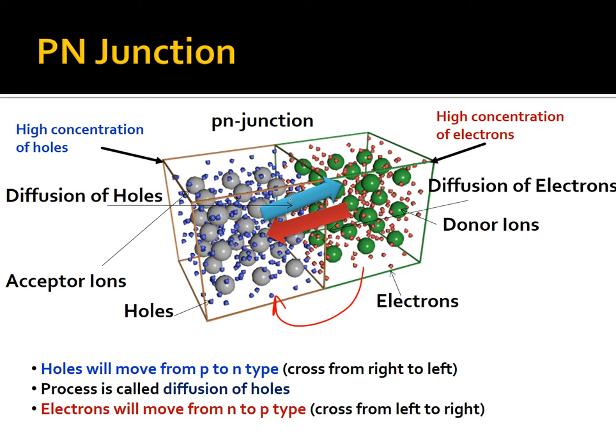This is what we call diffusion of holes and diffusion of electrons. Now what will happen? These holes are moving towards this side, these electrons are moving towards this side. Because of this, there will be a flow of current, because positive and negative charges are moving. This current is basically called diffusion current. Now, what is actually happening?